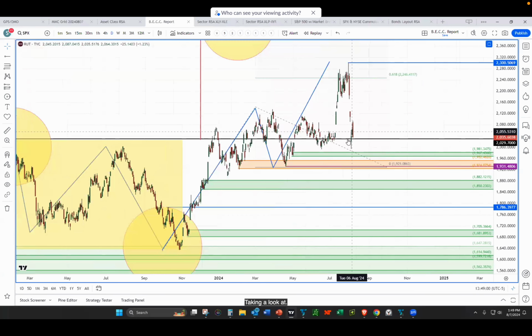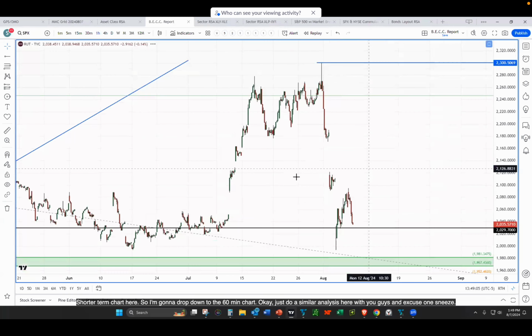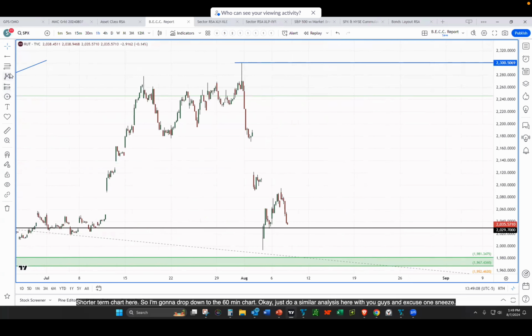Taking a look at the shorter term chart here. So I'm going to drop down to the 60-minute chart. Okay. Just to do a similar analysis here with you guys.